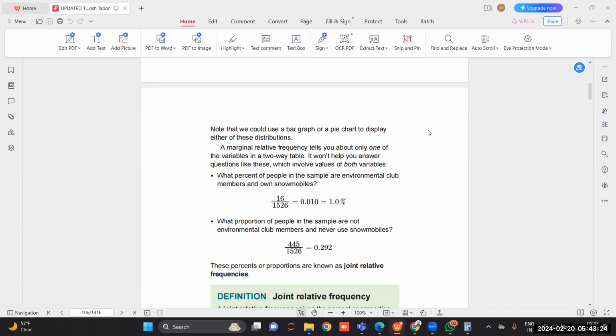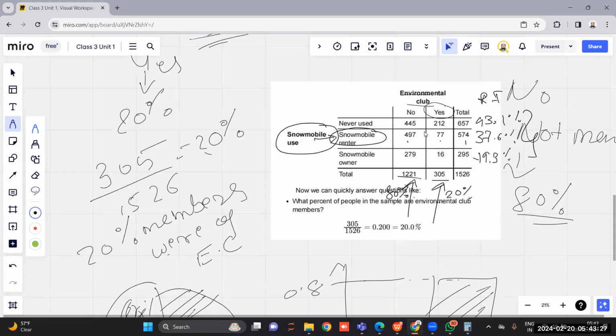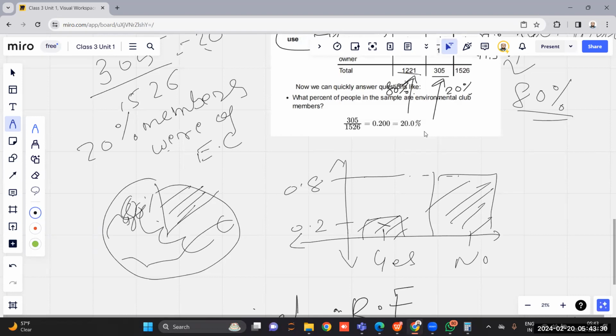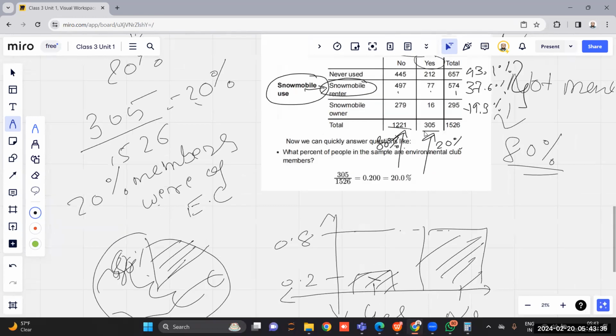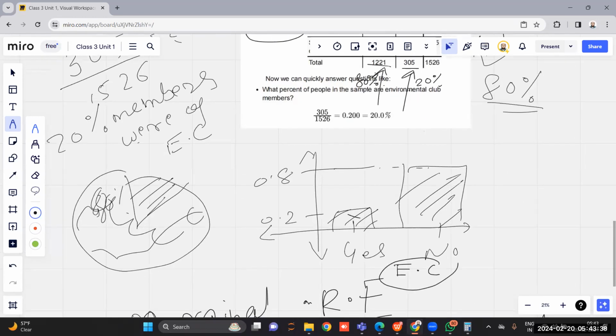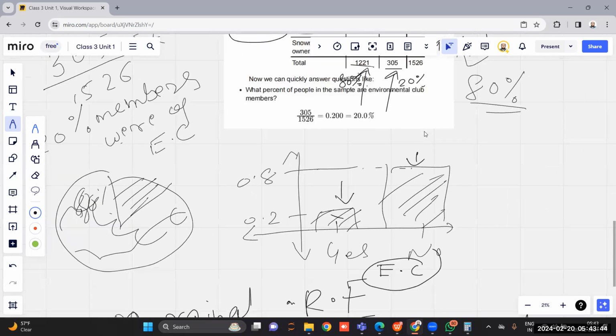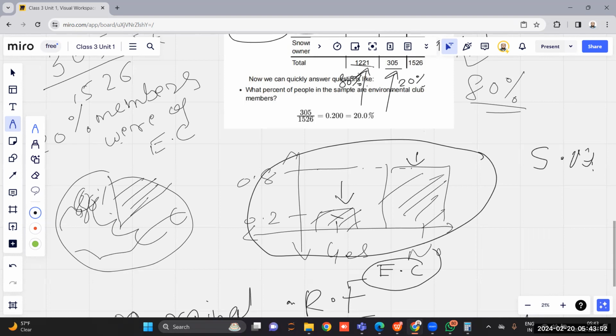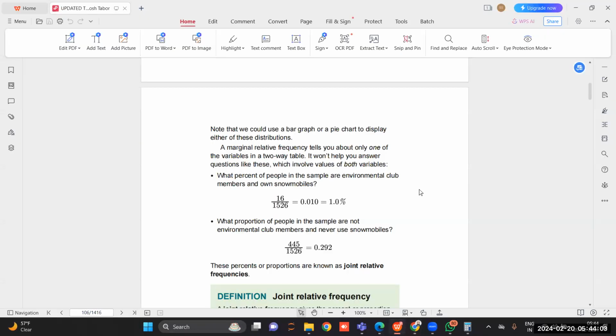If we are drawing a bar chart, like what I've drawn here, what does it tell me? It tells me about EC, Environmental Club, whether a person is a member or not. Does it tell me about the owner of the snowmobile? No. This bar chart, does it tell me that the person is an owner of a snowmobile, yes or no? No, because it doesn't have that category listed down here. That's the reason it cannot tell me about the snowmobile owners. So in a bar chart, it is difficult to represent two categories.